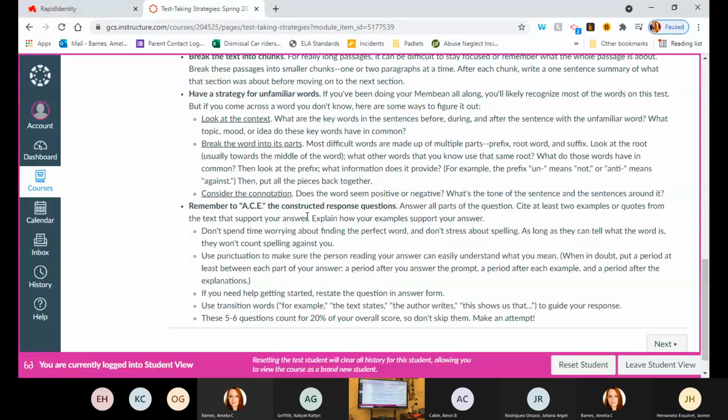I'll come back to it when I think of it. And then considering the connotation, so go with kind of your gut feeling about it. Does the word seem positive or negative? What's the tone of the sentence and the sentences around it? And how might that influence your understanding of the word?